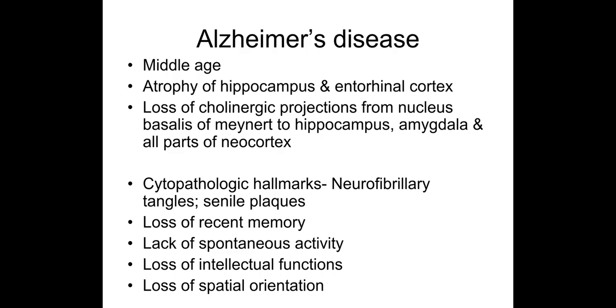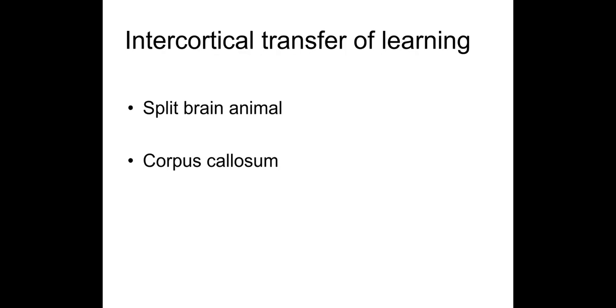So what are the features? There will be loss of recent memory, lack of spontaneous activity, and loss of intellectual functions and spatial orientation. Most of the time it's atrophy of the hippocampus and entorhinal cortex. It's common in middle age. It is due to deficiency of acetylcholine and structural change in brain areas involved in cognition and memory.